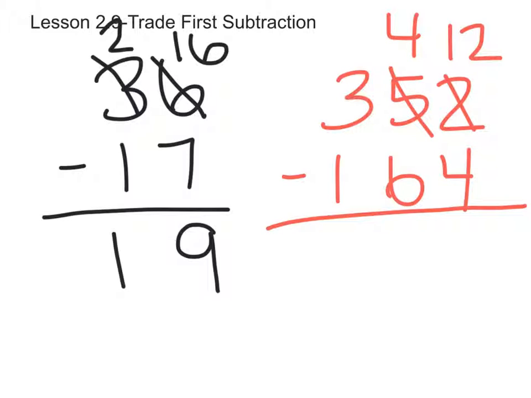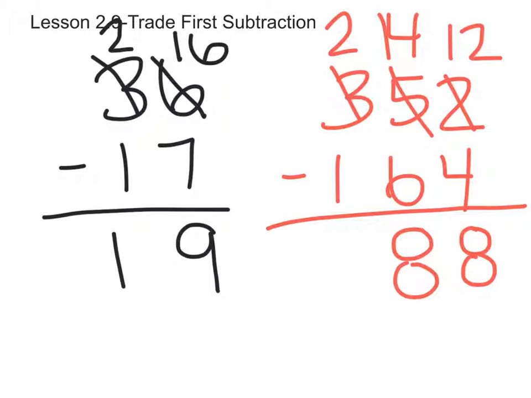Now I can take 12 minus 4, leaves me 8. I can now go to the tens. I have 4 minus 6. Again, the smaller number is on top, so I need to borrow. I borrow from my 3. My 3 becomes a 2, making my 4 14. 14 minus 6 leaves me with 8. 2 minus 1 leaves me with 1. 188 is my answer.